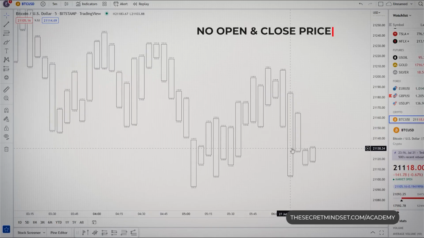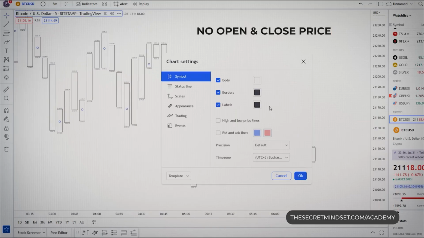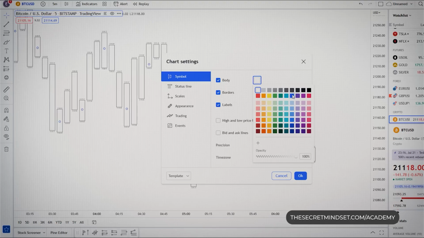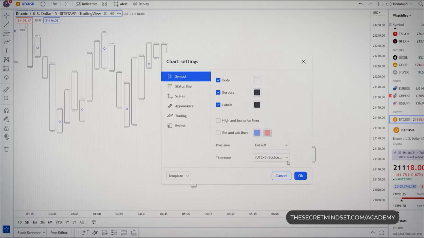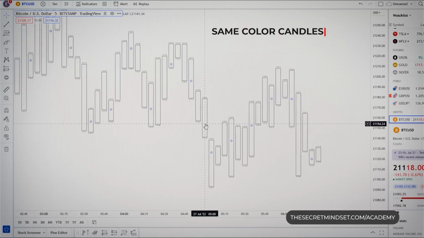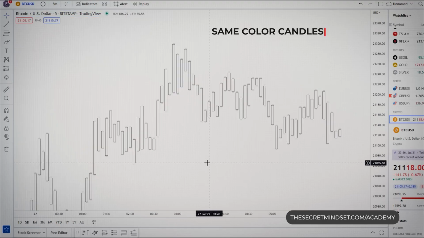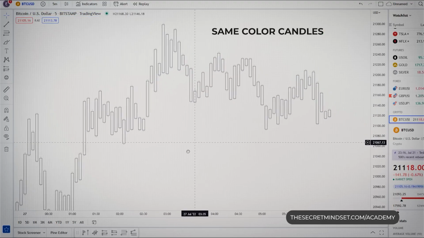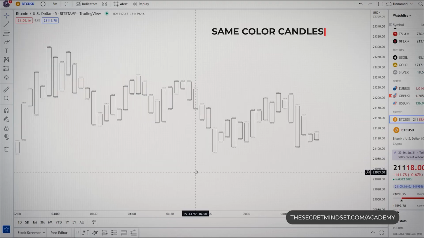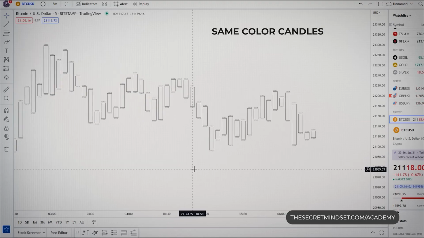If you want to customize it, in the chart settings, you can change the color of the bars and the text. I personally don't have a problem with the fact that I don't see the red and the green color of the candles. By having the same color on up and down candles, you'll actually trade in a neutral, unbiased state of mind.